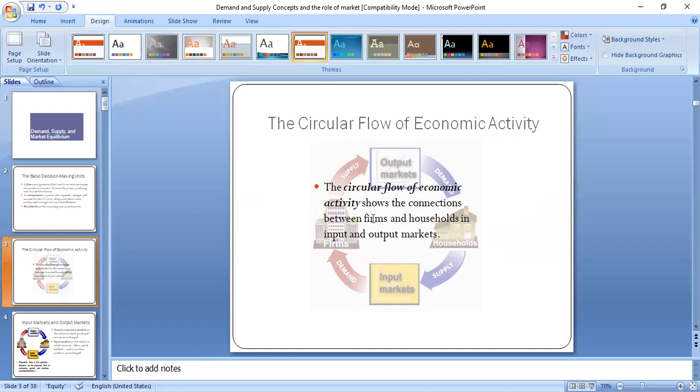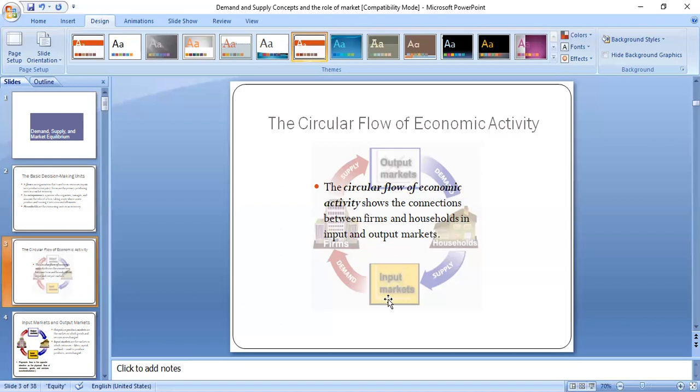So with the circular flow of economic activity, basically we are looking at the flow of factors of production between different sectors of the economy. And what are these factors of production? We have land, we have labor, we have capital, we have entrepreneurship, right? And then also the different sectors of the economy here.